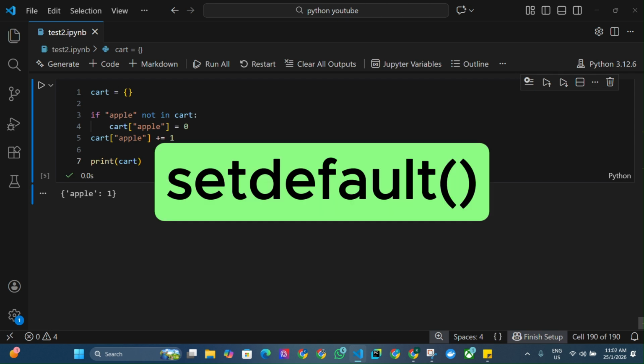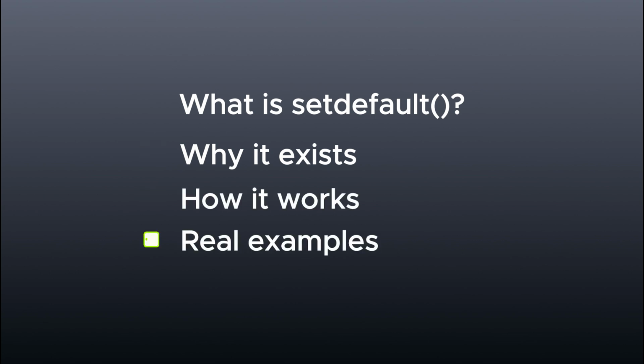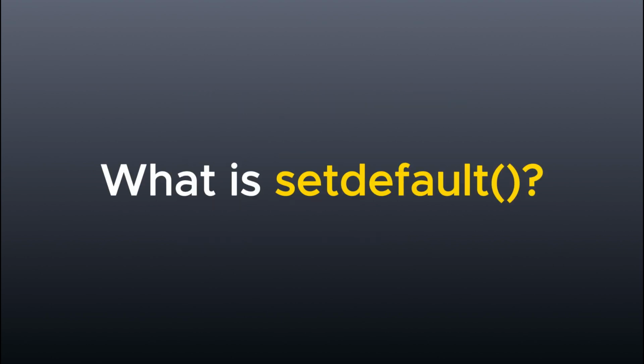It's called setdefault. Let's understand it in the simplest way. Today, you'll learn what setdefault is, why Python created it, how it works, and real-world examples. By the end, you'll know exactly when to use it.